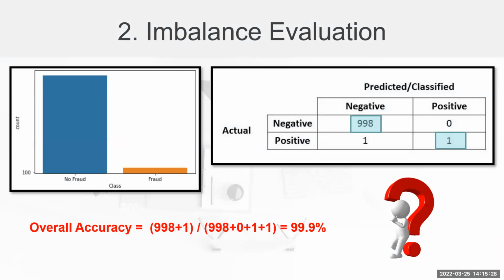Okay, we are in the second section. How to evaluate the imbalance? We can see in the left side figure, there are two classes, no fraud and fraud. And we can see that the number of data in the fraud class is smaller than no fraud.